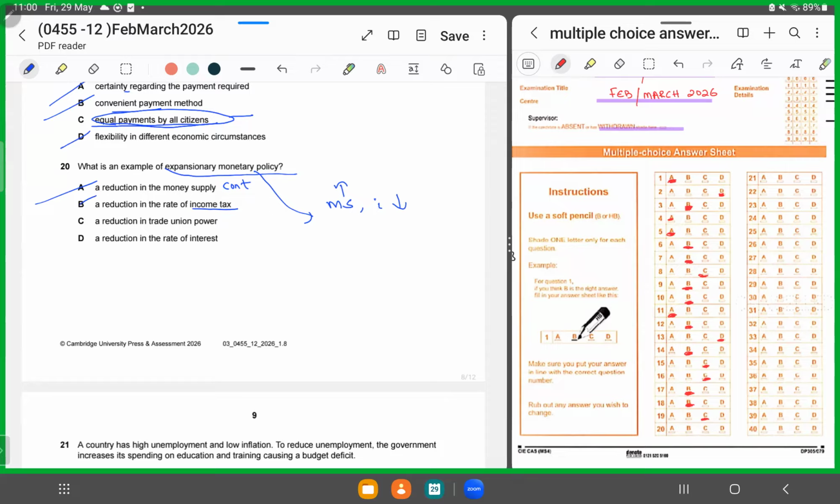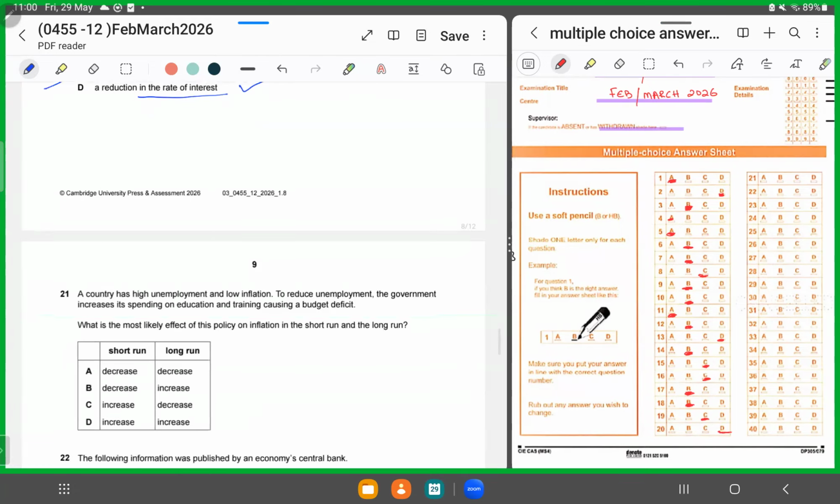It's not B. A reduction in trade union power has nothing to do with monetary policy. A reduction in the rate of interest, yes, that's correct because we're talking about expansionary monetary policy. For 20, we'll shade in D as the correct answer. Moving forward, MCQ number 21.